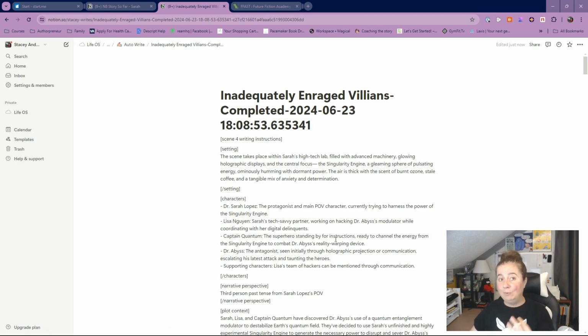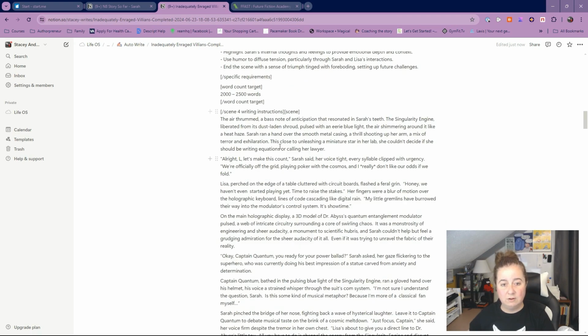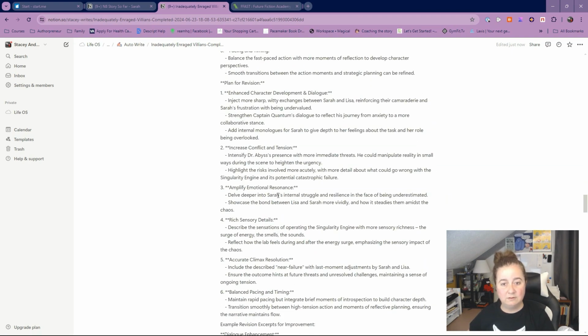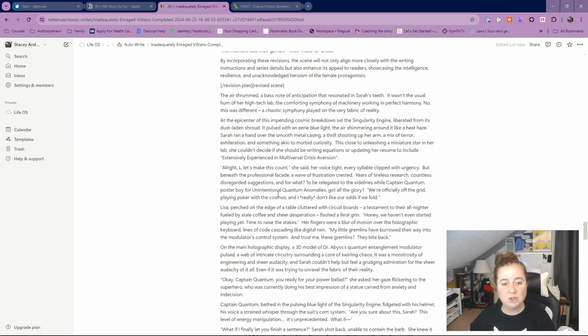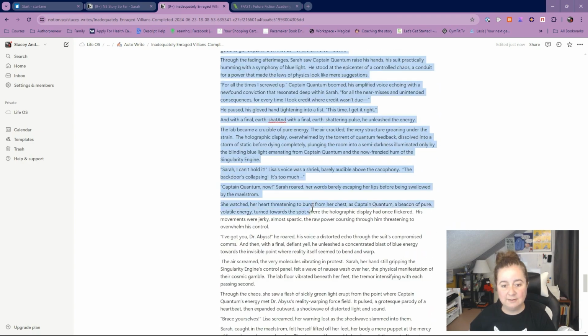And again, it only gives Gemini, or whichever AI you're using, only gives their response. So I don't have to worry about cutting out my prompt or anything like that. It all goes together quite seamlessly. So here's our writing instruction. Scene 4. The revision instructions, and then revise scene starts here. So I'm actually going to take this.